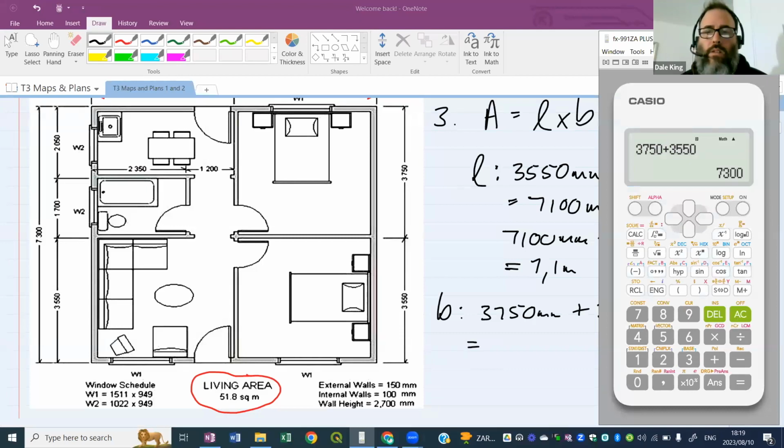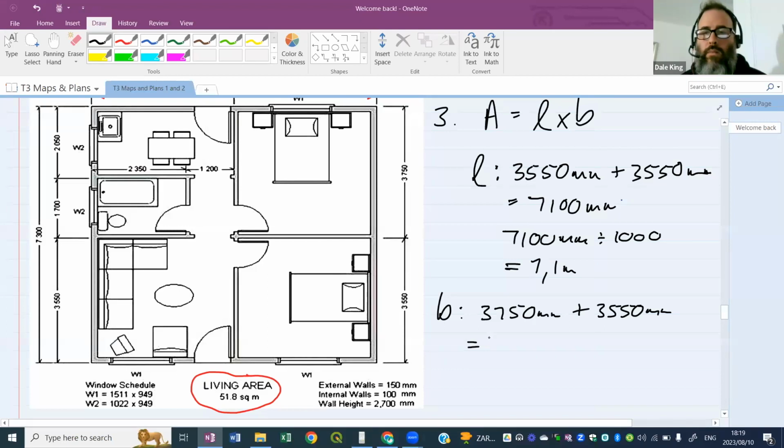I'm getting 7,300 millimeters. All right. And you say we must convert this as well. Yes, divide by 1,000. Then that'll give you 7.3 meters. All right. Let me do that quickly. It gives me 7.3.